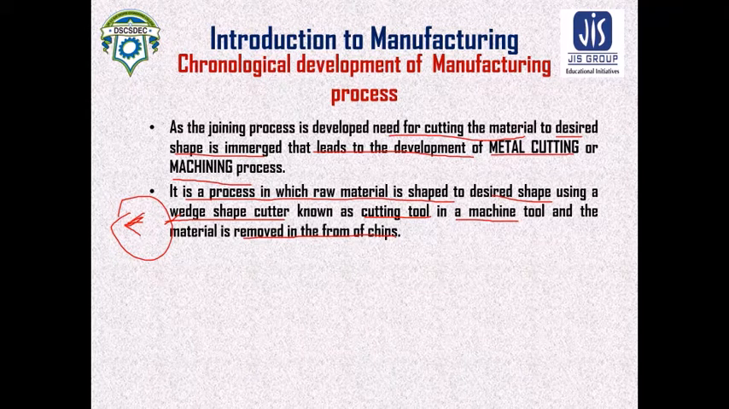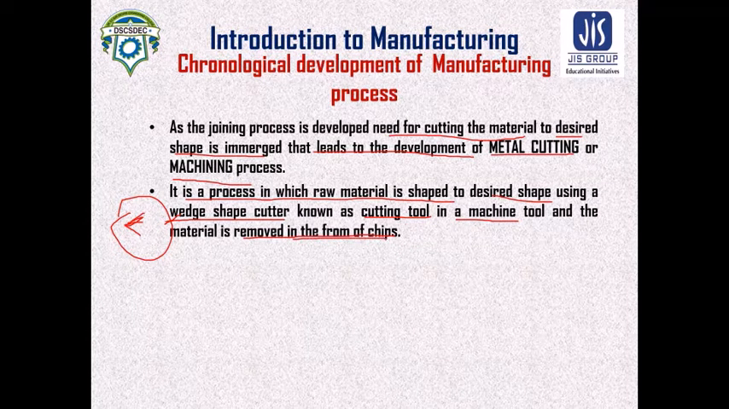So the total definition of machining will be: it is a process in which raw material is shaped to the desired shape using a wedge-shaped cutter, known as a cutting tool, in a machine tool, and the material is removed in the form of chips.